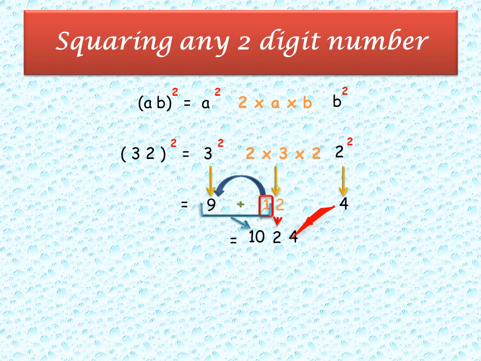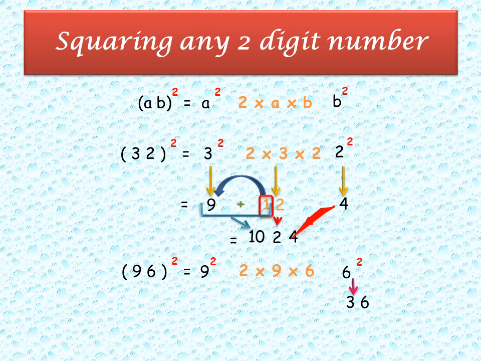So this is very easy, friends. So we will see the next one for better understanding of the concept. Next one is 96 square. So here A is 9. So for writing A square, we will write 9 square, and we have to write 2 into AB, right? 2 into 9 into 6. And then we have to write B square. B square is 6 square.